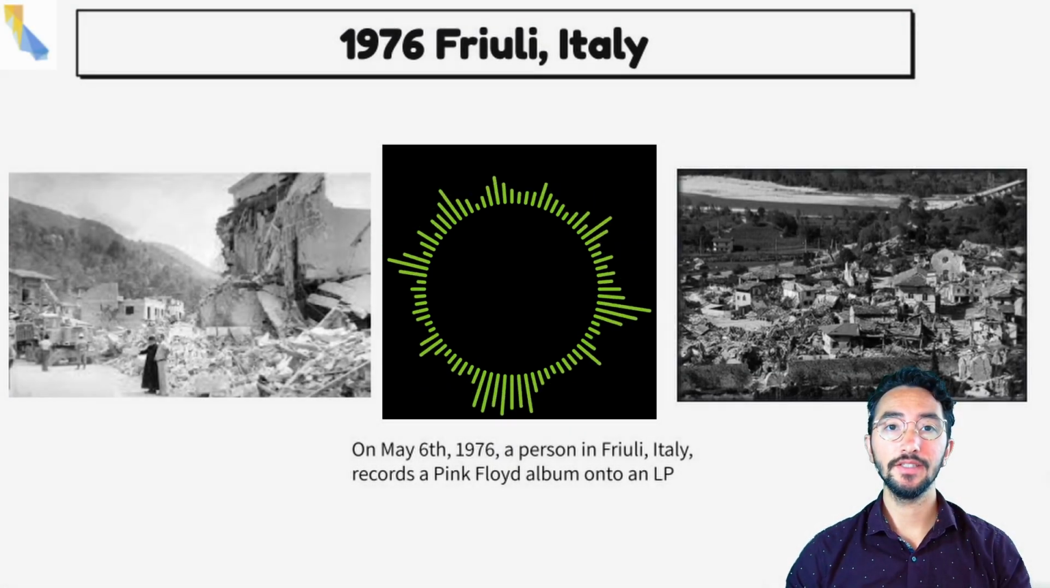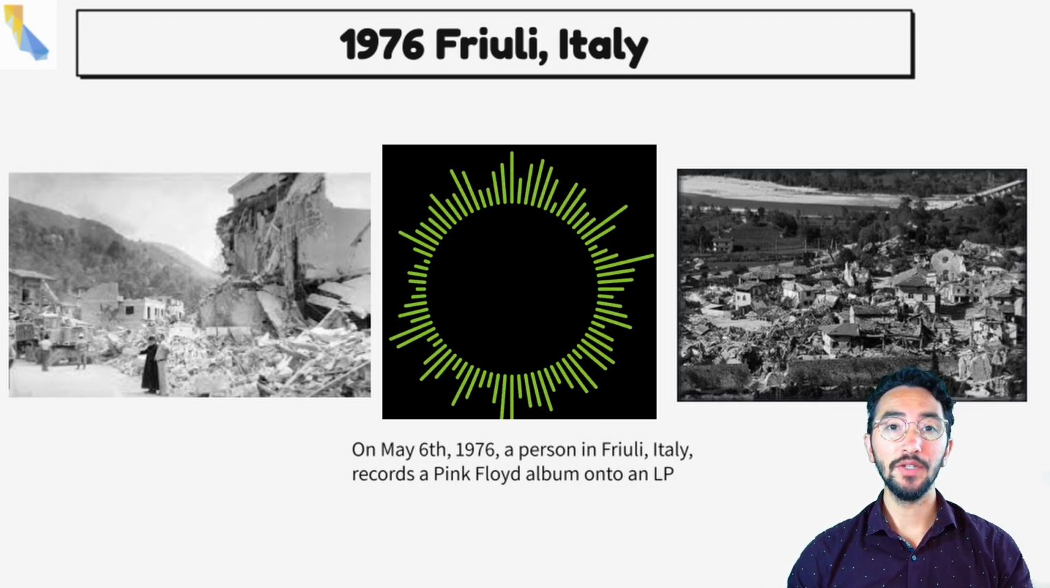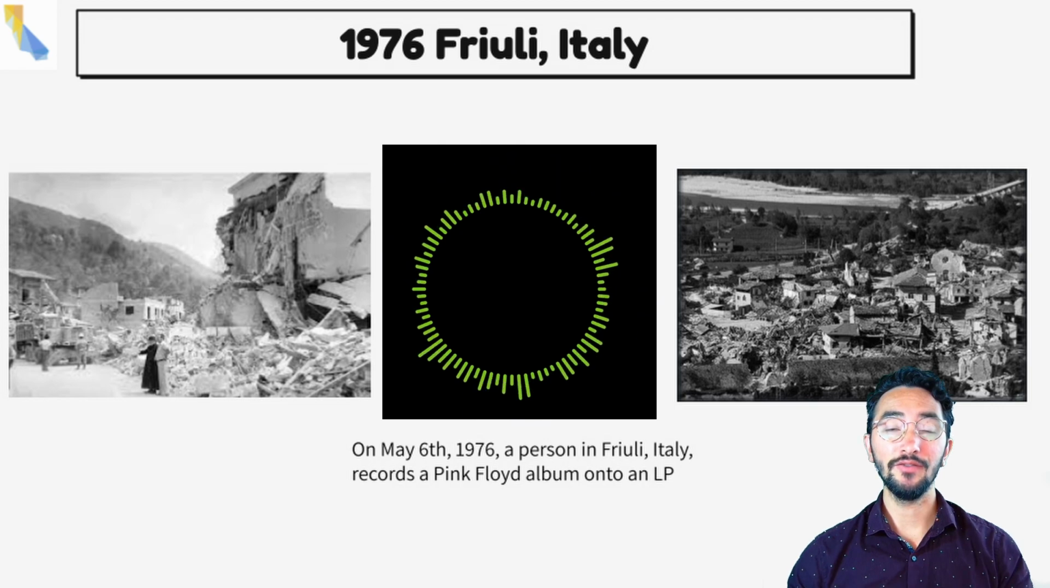In 1976 in Friuli, Italy, someone was making a recording onto an LP. At that same time, an earthquake struck their building. You can actually hear the seismic waves coming from the earthquake as it struck the building because it moved the needle making the recording. Shortly after that distortion you hear in the recording, you can even hear the building occupants responding to the violent shaking that struck their home shortly after.